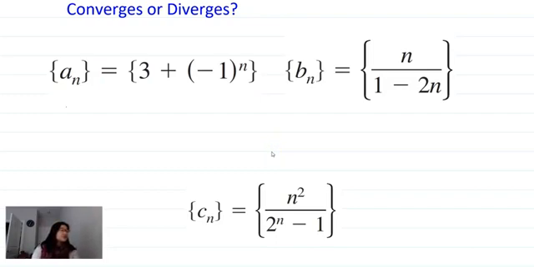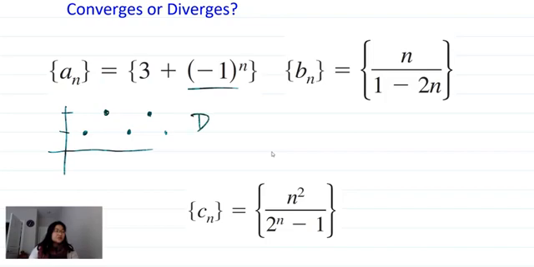So the question is, does our sequence converge or diverge? And for each of these, I think we can figure it out. So for A, everything was alternating between 2 and 4. As we were going up in our n's, we're just alternating, boom, boom, boom, boom, between 2 and 4, because it's 3 plus or minus 1. So this is going to diverge because we're not getting a number. So this diverges.